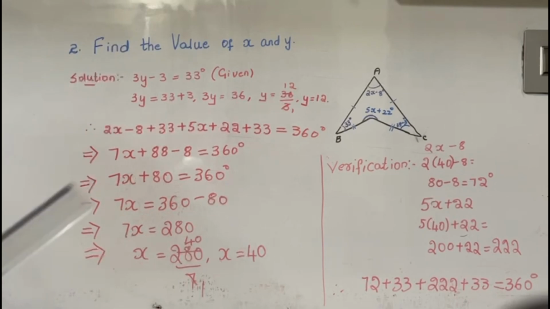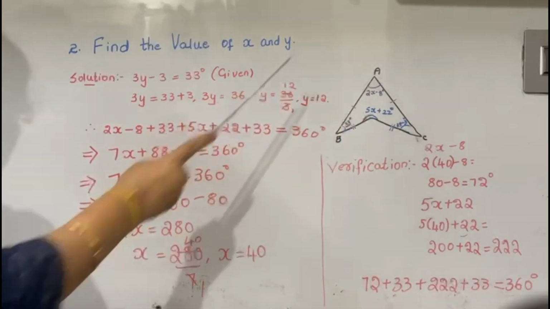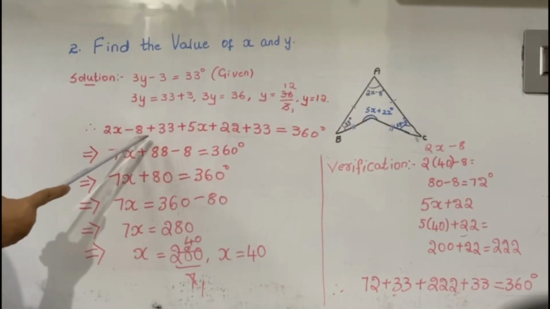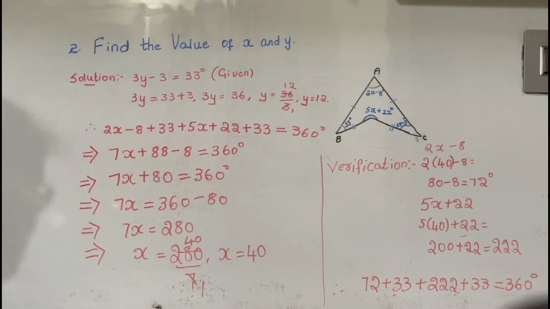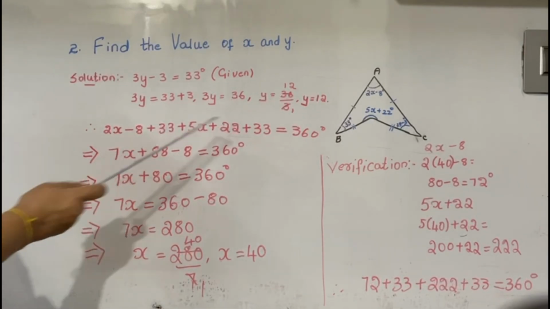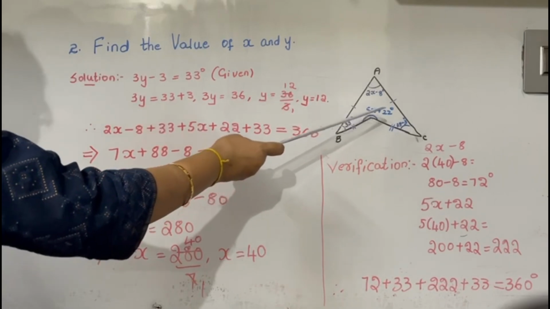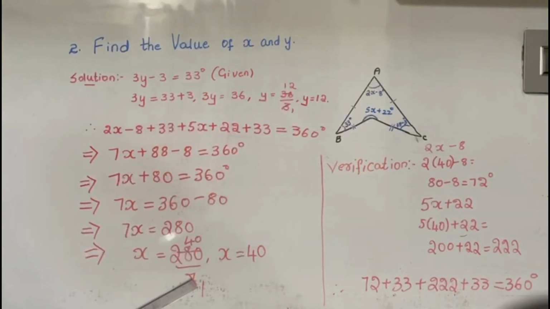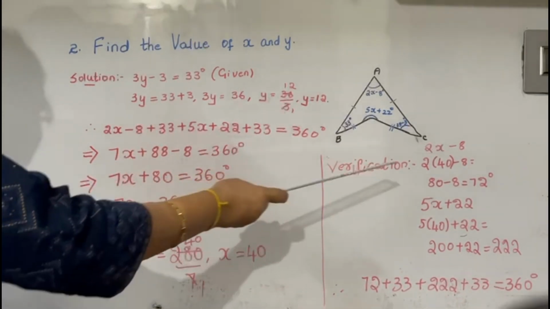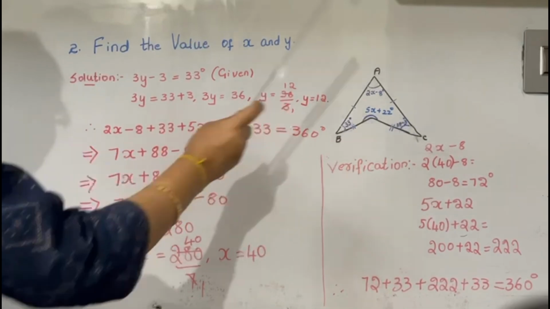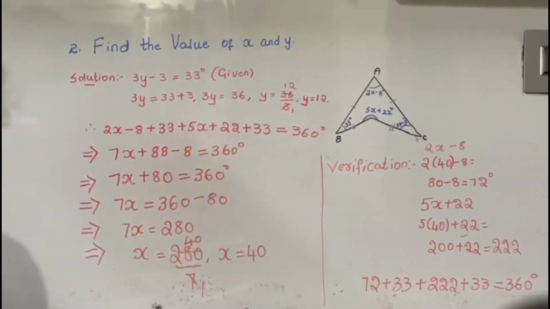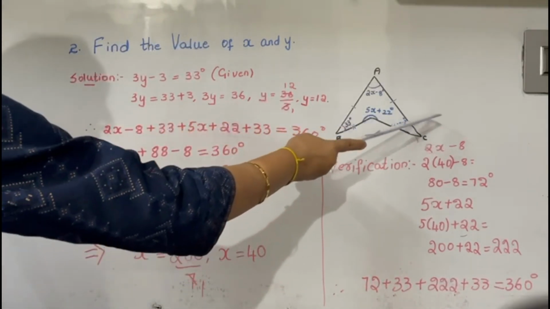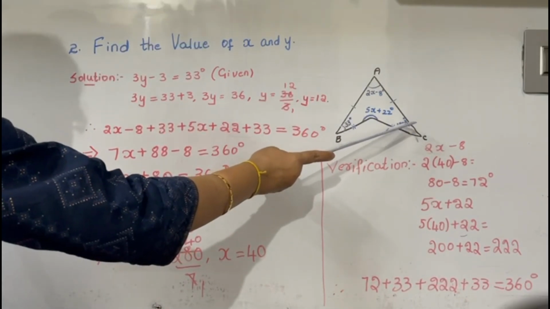So, let us find out the value of x. Now, I am taking all the angles together. 2x minus 8 plus 33 plus 5x plus 22 plus 33. How did you get 33? I have substituted the y value here. 3 into 12 minus 3 is 33 again. I have substituted the value of y here and I got the answer as 33.